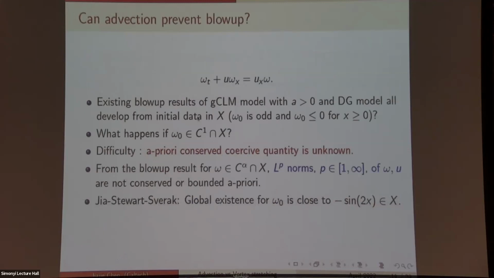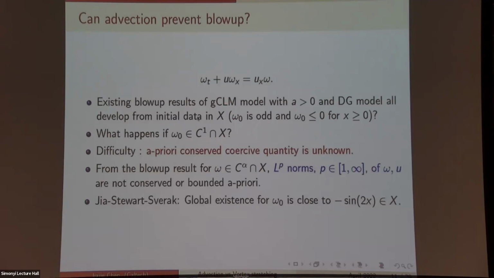So I showed that for this model, the blowup can occur with positive parameter. This blowup result develops from this class of initial data with this sign property and this symmetry. So now the question is, what happens at the borderline case? The borderline case means the first conjecture, with C1 data and this Gregorio model.